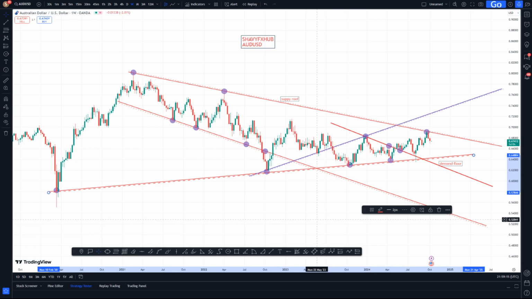AUD, the open of Sydney market. We have here the weekly time frame. We want to find out where is our floor, where is our roof.